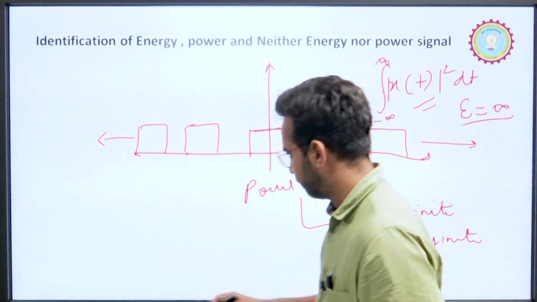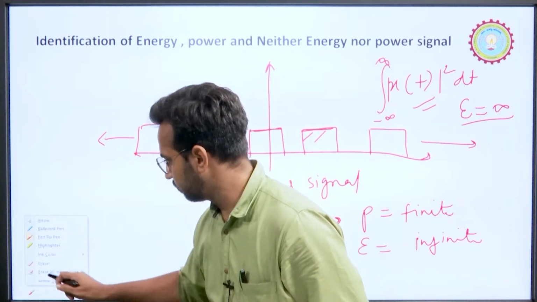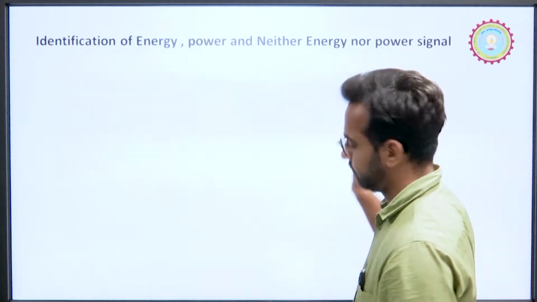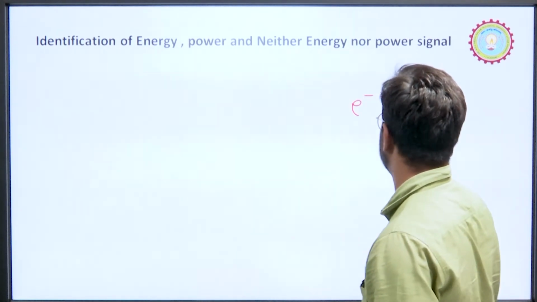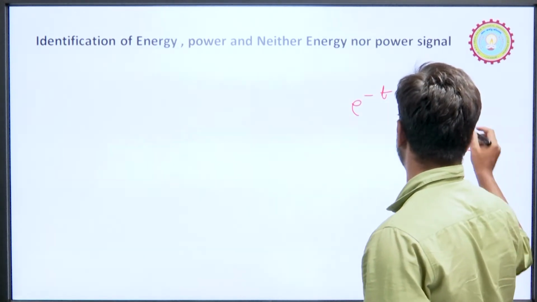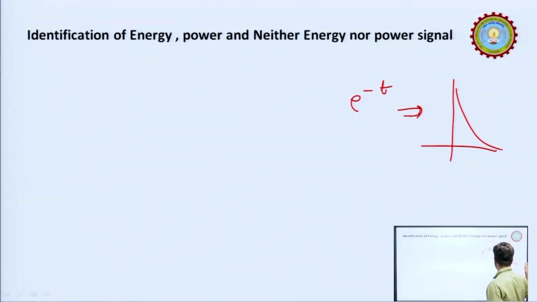Also see some more examples. e to the power minus t, what is the nature? As the magnitude is decaying in nature, it will be an energy signal.